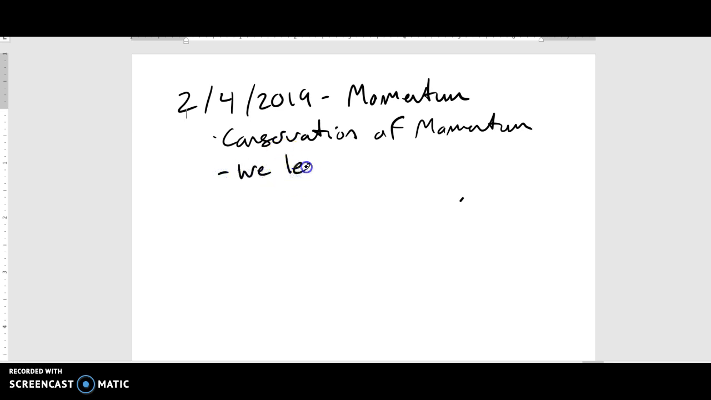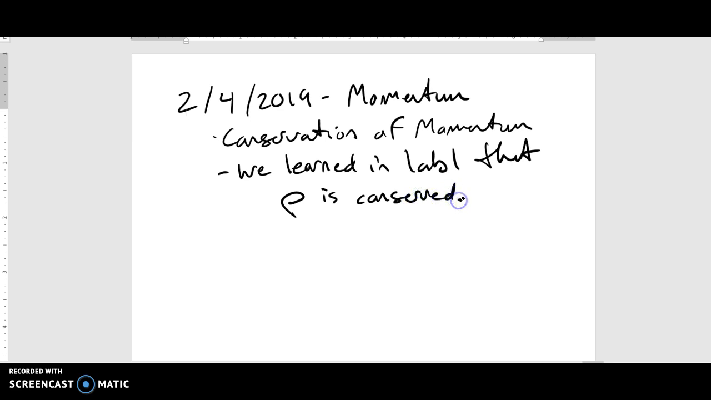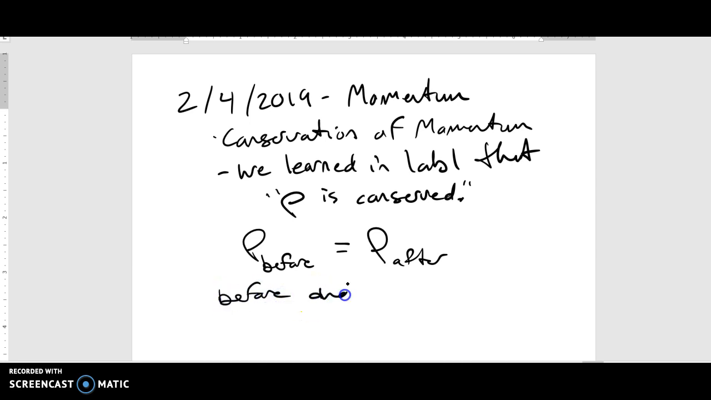So we learned in Lab 1 that momentum is conserved. All right, what does that mean? Well, that means that the momentum before equals the momentum after. Which I think brings up a fair question. Before and after what?